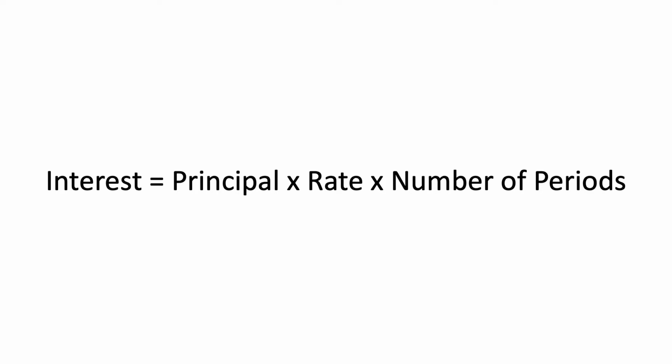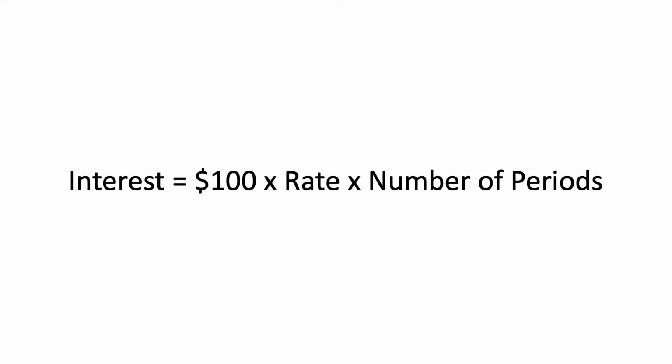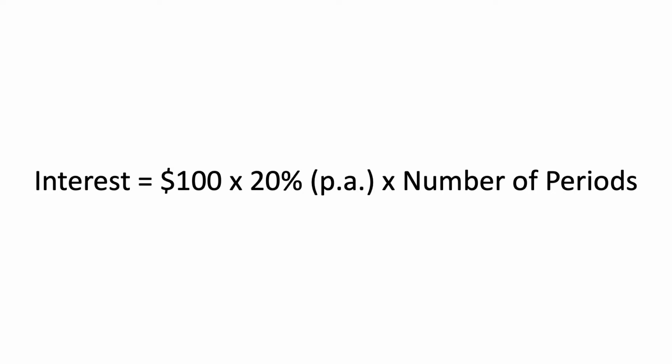So let's put the example from before into this. To find the interest earned over the 2-year period, we would have to substitute the P for the original $100, R for the 20% p.a. p.a. just means per annum, which is another word for year, so it's per year, and N for 2 years.